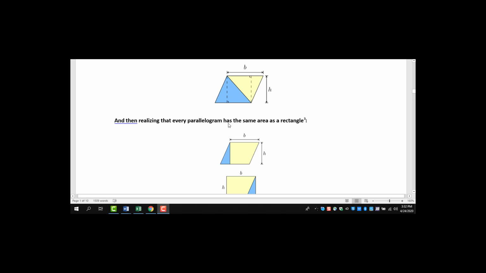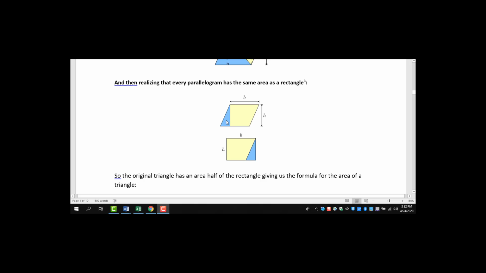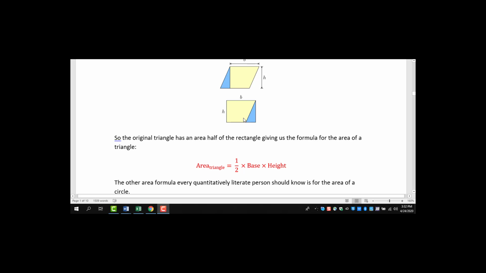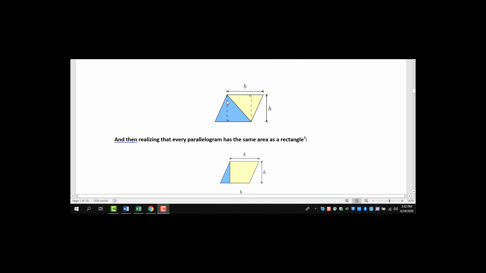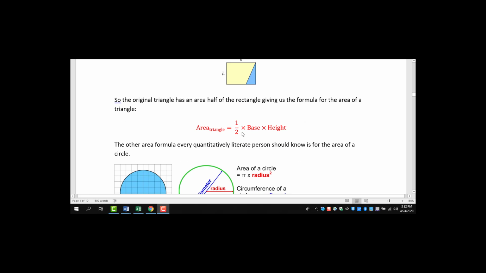And once we do that, we realize every parallelogram has the same area as a rectangle: base times height. This base times this height gives us the area. See, we take that and we move it over there and turn it, and we have a rectangle. So the original triangle is half of the rectangle, giving us a formula for the area of a triangle, which is 1/2 the base times the height. So this triangle here is 1/2 the base times the height.